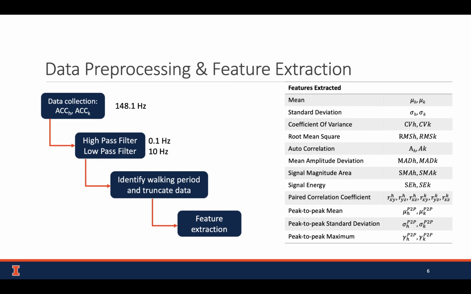The features extracted from the acceleration data include the mean, standard deviation, the coefficient of variance, root mean square, autocorrelation, mean amplitude deviation, signal magnitude area, signal energy, paired correlation coefficient, peak-to-peak mean, peak-to-peak standard deviation, and the peak-to-peak maximum.